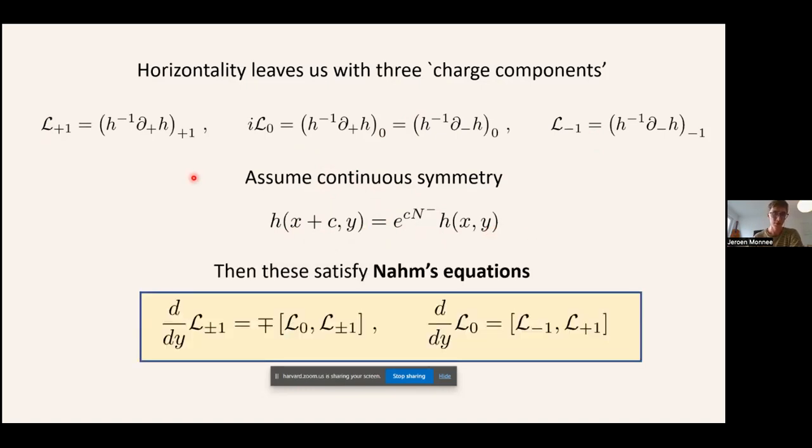So if you assume this, then you can play a bit with these equations, and you find that these L+, L0, and L- satisfy a very nice set of equations called Nahm's equations. Okay, and the reason these are useful is because they don't involve this reference charge operator anymore. They only involve the L's. But I want to emphasize that these equations are weaker than this horizontality condition I mentioned. Nevertheless, in the rest of the talk, what we will do is try to solve these equations first, and then later impose the rest, and this will be easier to do.